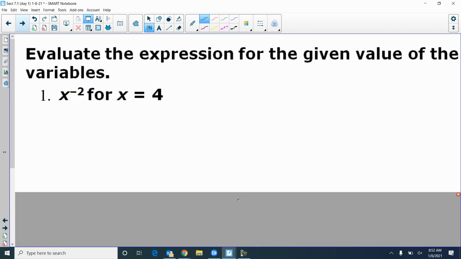Okay, x to the -2. It says evaluate the expression. Again, no decimals. So you're going to take the x out. What do we put in its place? 4 to the -2. All right, so now it's just like the problem we just did. 4 to the -2 becomes 1 over 4 squared, which is 1/16. Okay, 1/16.